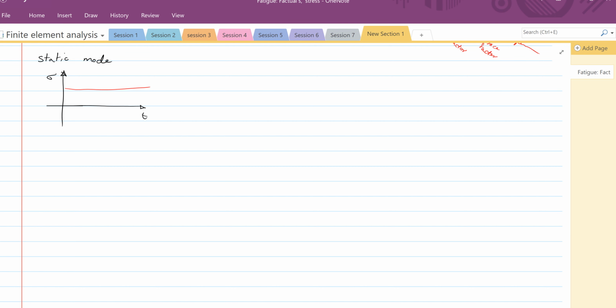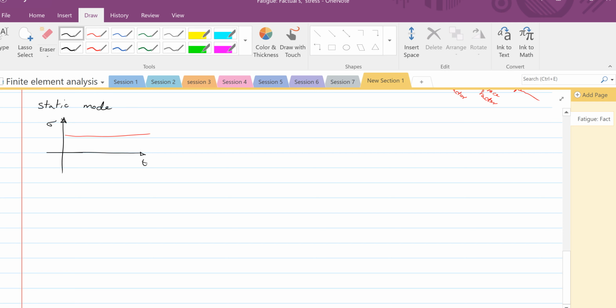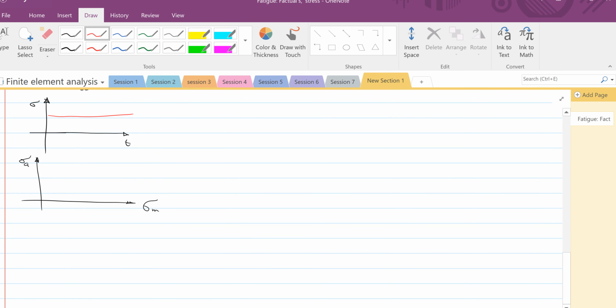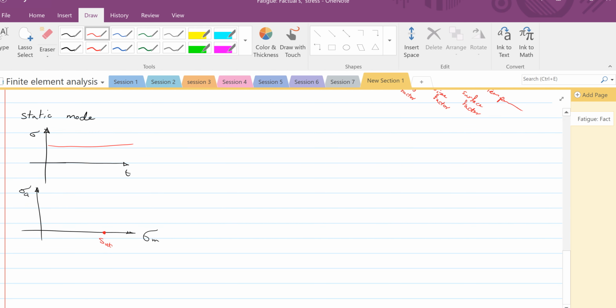Therefore, if I draw sigma A and sigma M, which was the alternating stress and mid-range stress graph, it is going to be over the x-axis, which is mid-range stress. And that point is going to be here. Oh, we call it ultimate stress. It is going to fail over ultimate stress, and we don't have any alternating stress because it is static mode.